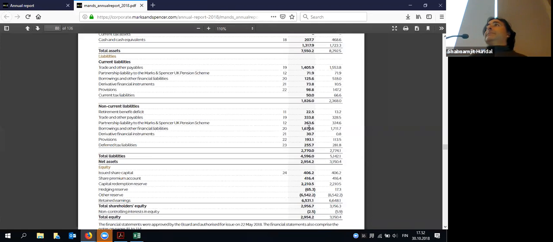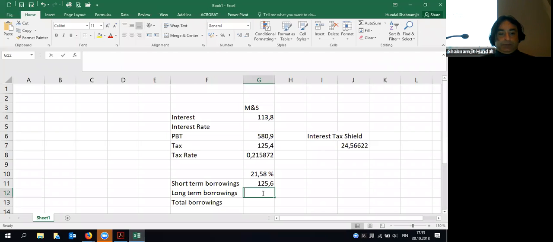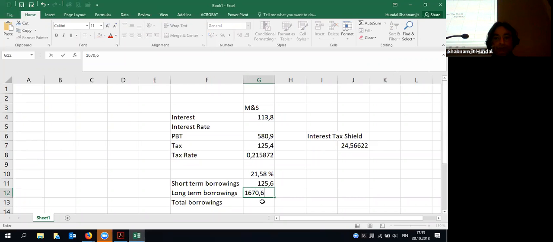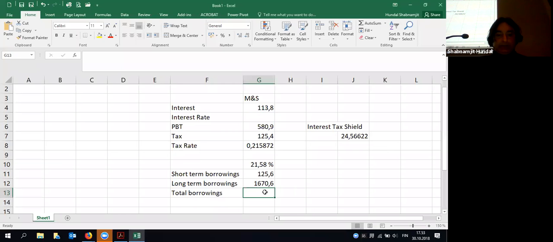1670.6, yeah? Is it so? Say yes or no. 1670.6. And the total borrowings are the short-term borrowings plus the long-term borrowings.